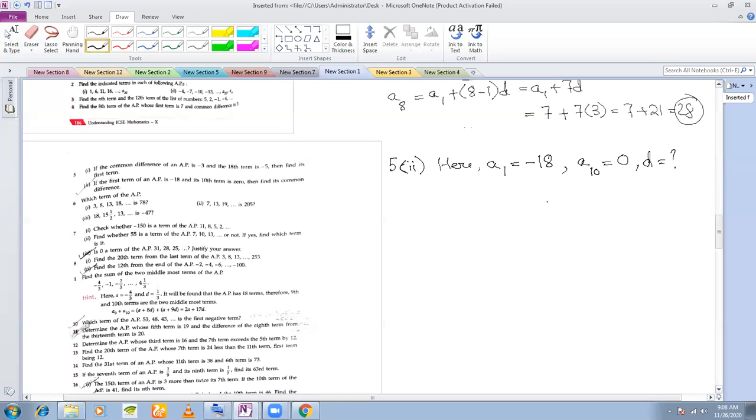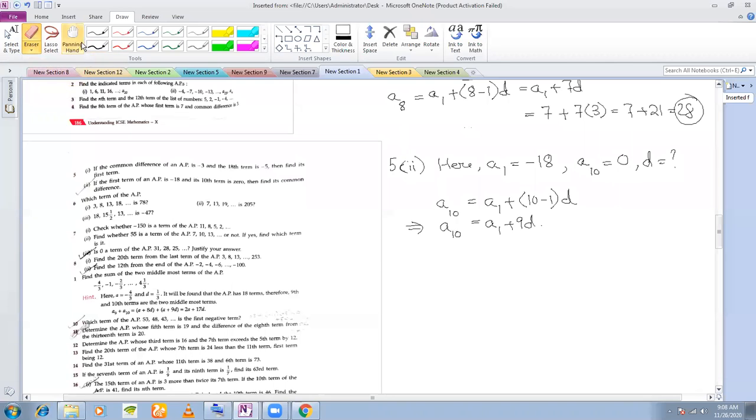So let us apply the nth term formula again. We know that n here is 10. An is equal to A1 plus n minus 1, that is 10 minus 1, into D. This is your formula for An, the nth term, and this is your 10th term. So what do you get? A10 is equal to A1 plus 9D.